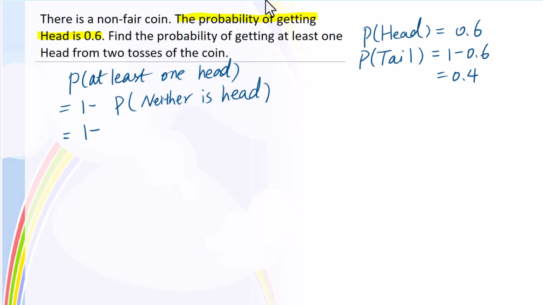So we got 1 minus, the first one is not head, 0.4, then the second one is not head either, 0.4 again. So we got 0.84.